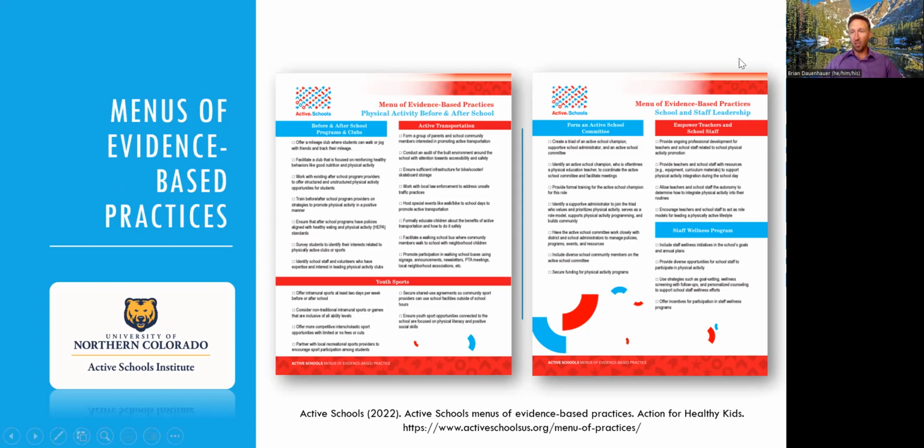Likewise, on the right side, you'll see some of the practices that are involved in school and staff leadership: forming an active school committee, empowering teachers and school staff, and promoting wellness among faculty and staff. So these are the specific practices that have been distilled from the literature, and these resources are available on Active Schools' website. You can see the link below, and they're really designed to be a user-friendly tool for schools to understand evidence-based practice in school physical activity promotion.